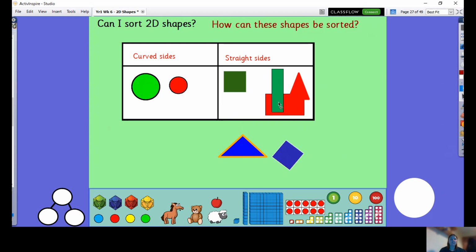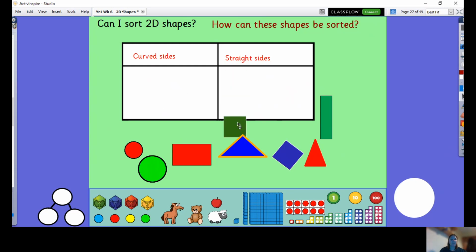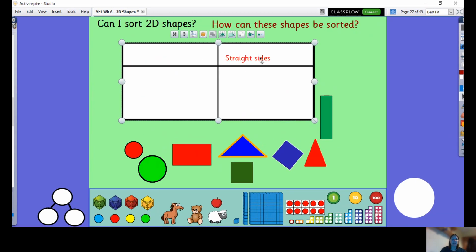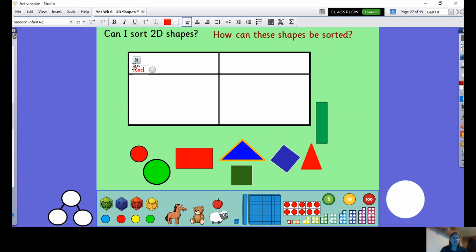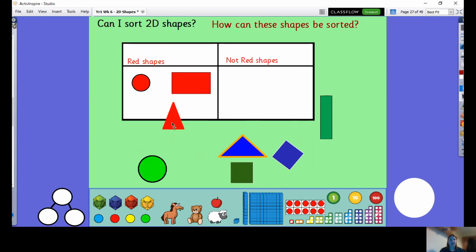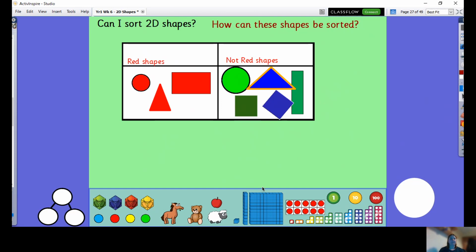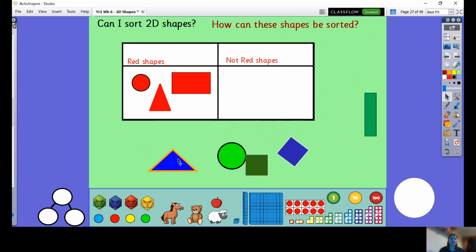You could sort them. Can't really be colour, can it? Because you've got, unless you did it like red shapes, not red shapes, and did it more like that. So you could say here red shapes, and then say here not red shapes. So then that would mean that all my red shapes would all go in here, and then the rest of them are going here because they're not red. So you could do it like that. So different ways that they could be sorted. You could also sort them.